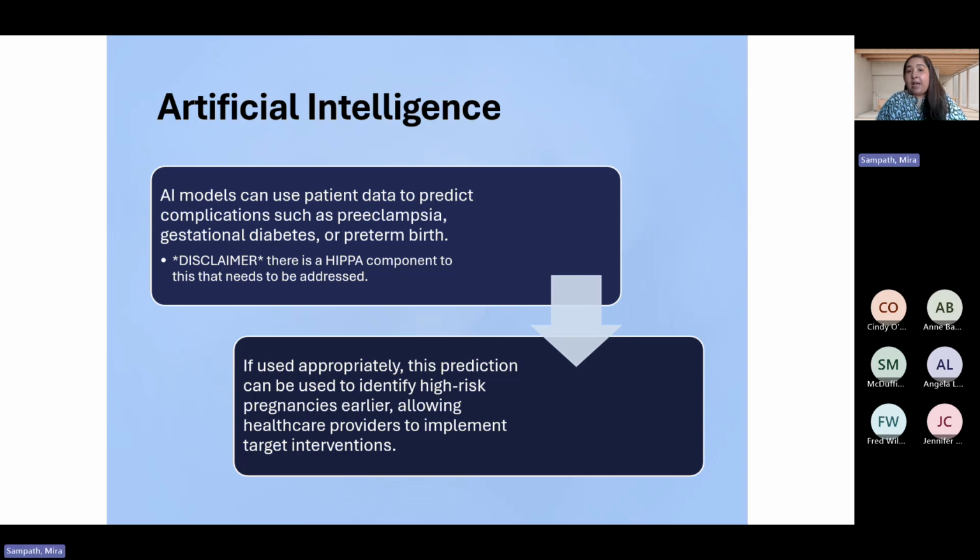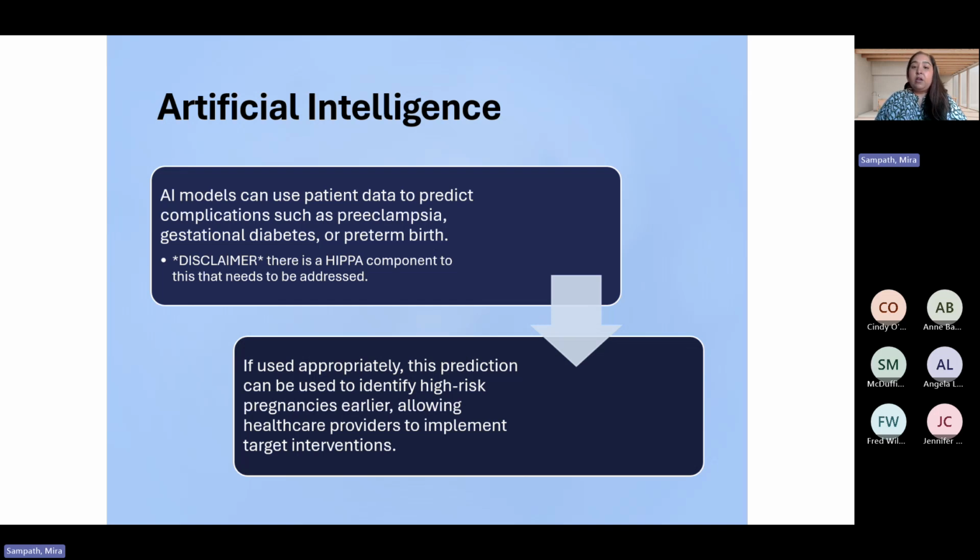To talk about AI again, really briefly, there are AI models that can use patient data to predict complications such as preeclampsia, gestational diabetes, or preterm birth. Of course, we had to put a disclaimer in here. There is obviously a HIPAA component to this that needs to be addressed, and you need to have patient consent, right, to use their information in that way. But mostly we highlight this just to show you what technological advances are being made in predictive technology as it relates to AI, right?